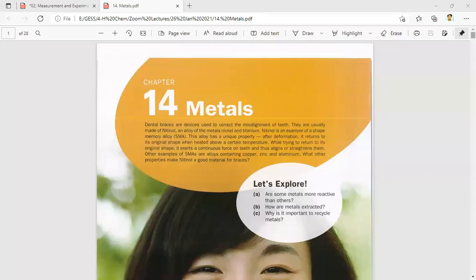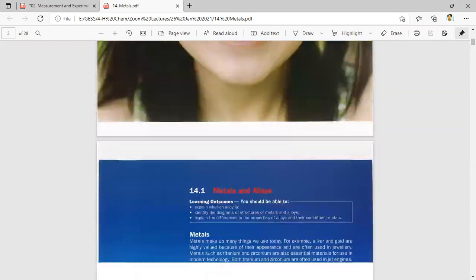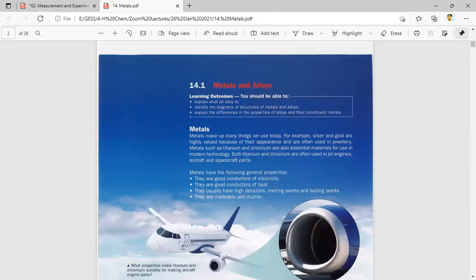Okay, so let's go on to the next chapter, which is chapter 14. So we're gonna be looking at chapter 14 now on metals. Metals is quite a big chapter because there's quite a lot of segments within it. To know how to really study this chapter, you should know how the different segments are linked up together. So let's start off with the first part, metal and alloys.